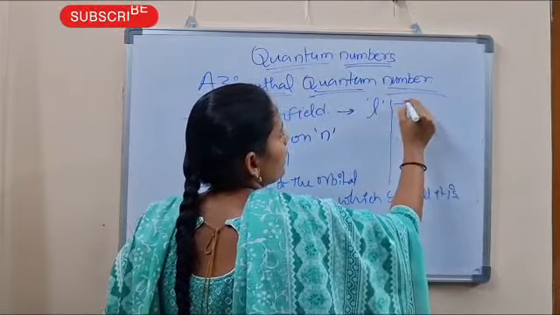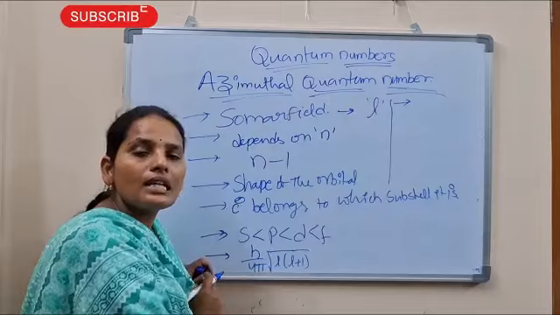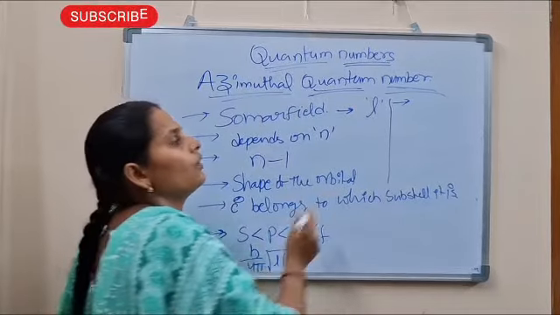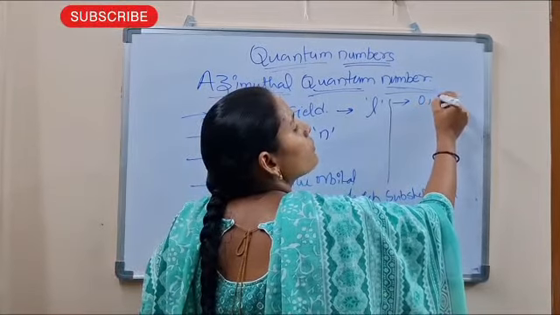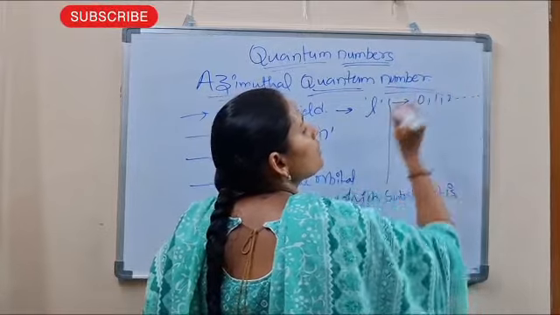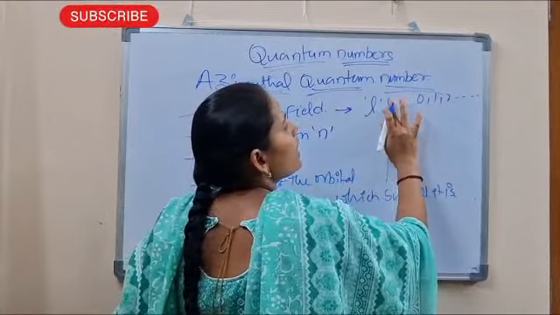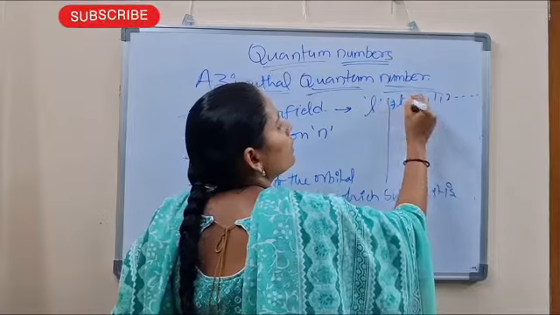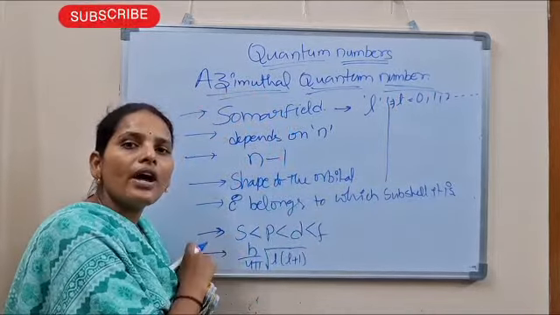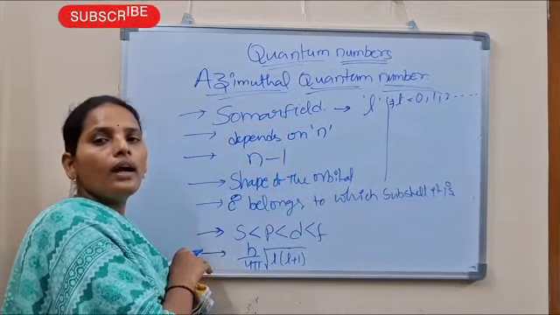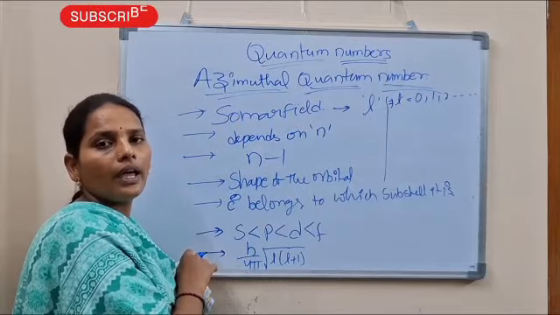The next point is that L values start from 0: 0, 1, 2, 3 and so on. But N values start from 1, 2, 3 and so on.